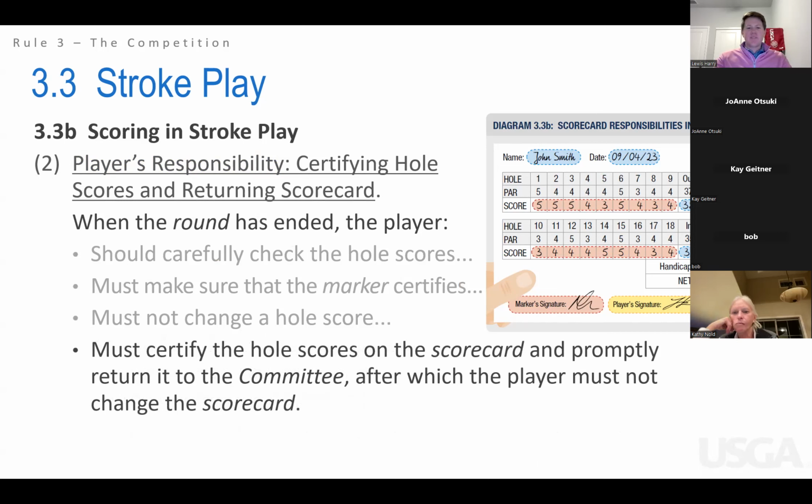As a player, I also have to certify the scores on my own scorecard, and we have to return it to the committee. Again, we see some examples there in our shaded scorecard of what the player and the marker need to certify. We need to certify those hole scores. We need to make sure there are 2 signatures on our scorecard. That is all the player's responsibility.